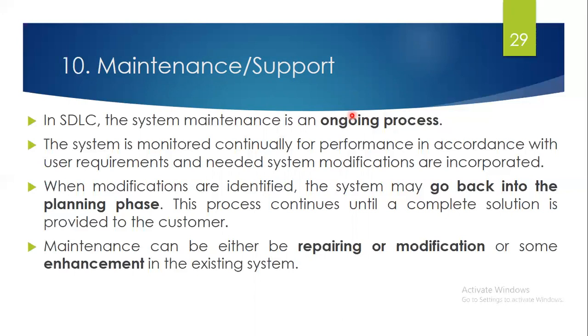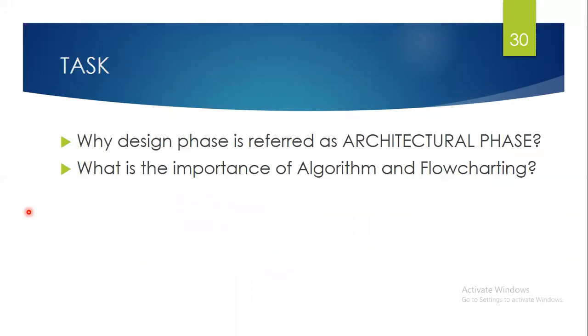After deployment, the last phase comes, which is about maintenance and support. As maintenance is an ongoing process, whenever there is some error or some modification is needed or some new features are to be integrated into the system, all of such activities are performed under maintenance. That's why we have named it as an ongoing process. And for modification and maintenance, we have to go back into the planning phase as we have discussed with the help of a diagram. So with the maintenance, all the tasks and all the phases are completed.